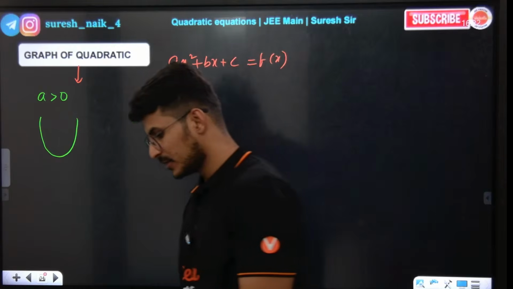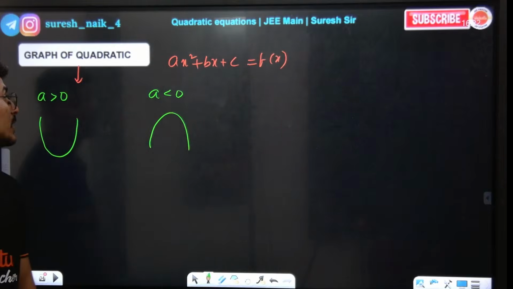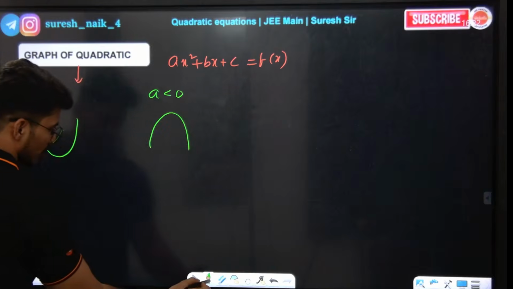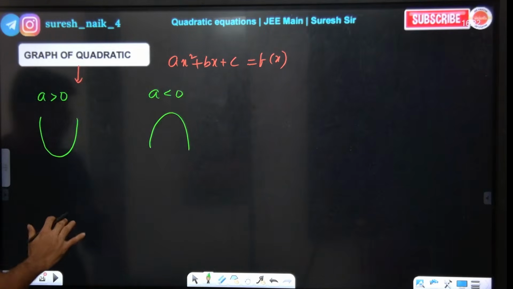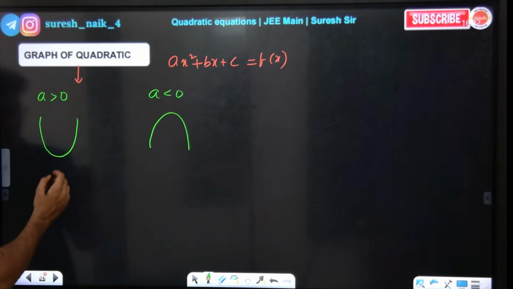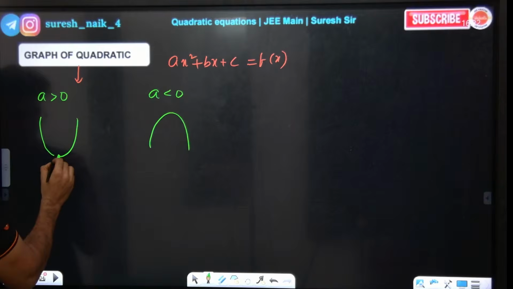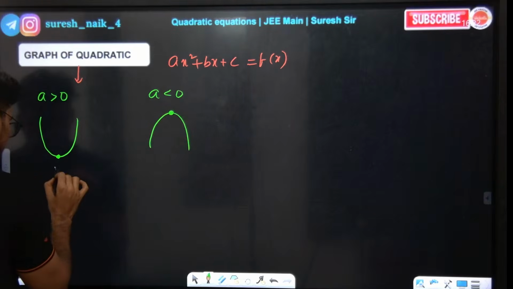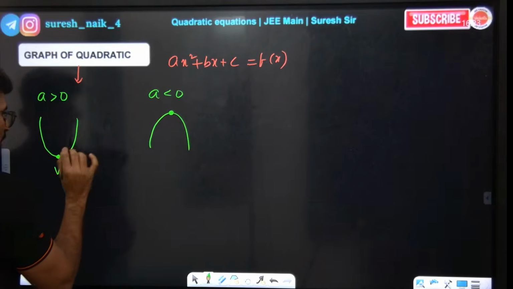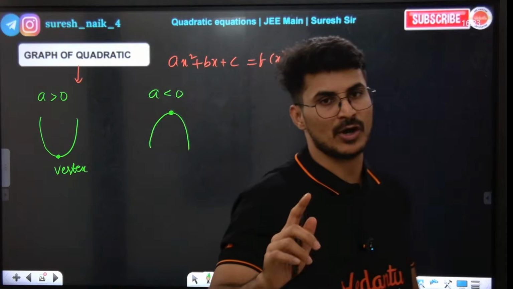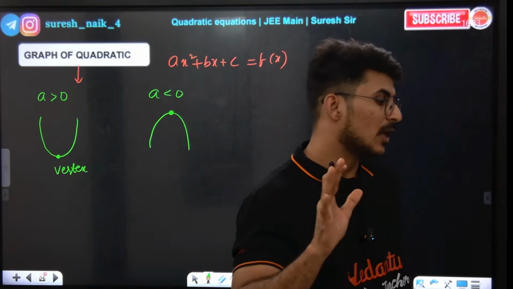Right. Okay, so the first point, see, A positive, A negative. How should we do it for A positive and how for A negative? Look at this. When A is positive, this is the graph. The graph will be upward. A negative means the graph will be downward. This is what is called the vertex of the parabola. So now I need you to clearly know two points: what is the vertex and what is the y intercept?